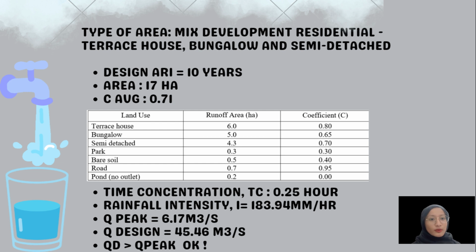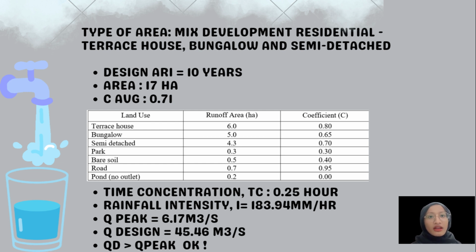Next, we need to calculate the time of concentration, which is TC. TC is equal to T0 plus TD, and the formula for T naught and TD is stated in Table 2.1 MASMA. So we get 0.25 hour. Then we calculate the rainfall intensity at Sungai Semrong, Johor, and we can refer to all the data in Table 2.B1 MASMA. So we get 183.94 millimeter per hour. We calculate the Q peak equal to CIA over 360, and we got 6.17 meter cube per second.